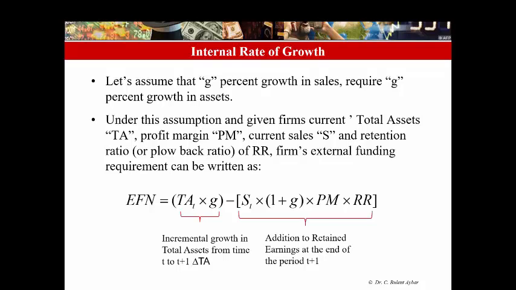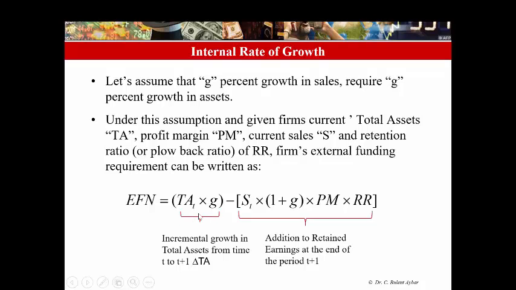So with this assumption, given that the firm has a certain amount of total assets right now or at time t, a profit margin that is not expected to change, a sales level that was achieved at time t, and a retention ratio that is not expected to change. Under these assumptions, the firm's external funding requirement from time t to time t plus 1 can be estimated by using the following formula.